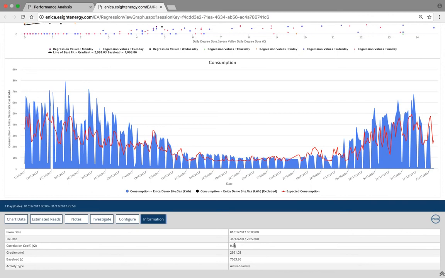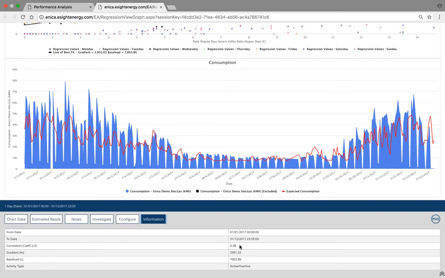This value can range anywhere from 0 all the way up to 1, 0 being there is literally no correlation whatsoever between the two driving factors, the energy consumption and degree days, all the way through up to 1, which would suggest there's a perfectly linear relationship between the two axes. I'd suggest that anything over, say, around 0.8 would be a confident model that there is a good relationship between the two.